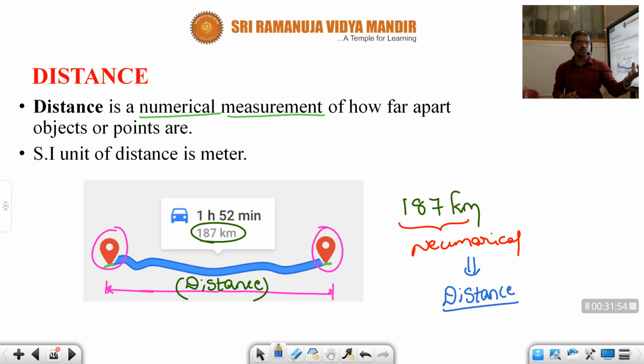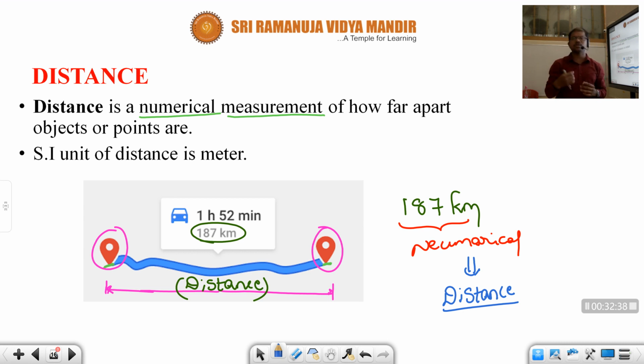After checking the distance, what will you do? If you go by car, how much time will it take? If you go by bus, how much time? By train? By flight? Children, first you will check the distance, then you will estimate your time by the mode of travel, whichever vehicle you want, and then you will do the remaining planning. Wherever you want to go, the first thing is to check the distance. Understood, children? Very, very important.